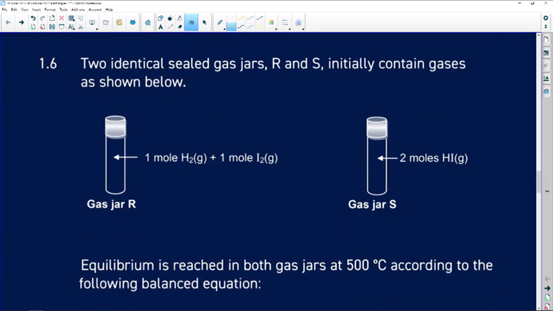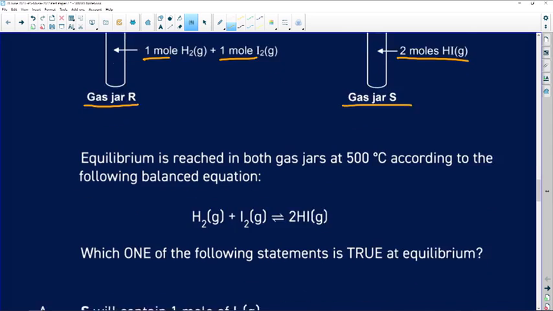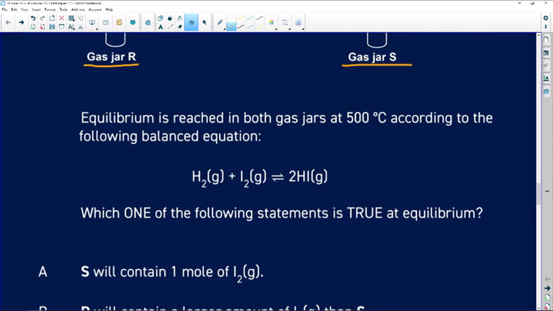1.6, two identical sealed gas jars R and S. Initially, they contain gases as shown below. We have our gas jar R and our gas jar S. We are given 1 mole of H2, 1 mole of I2, and 2 moles of HI, which is hydrogen iodide. Now we are told that equilibrium is reached in both gas jars at 500 degrees Celsius, according to the following balanced equation. There is our balanced equation here.